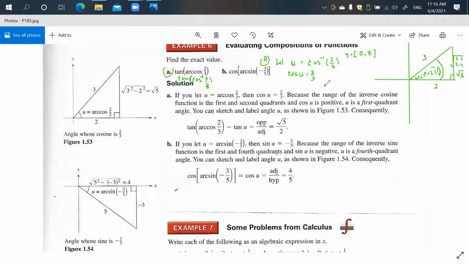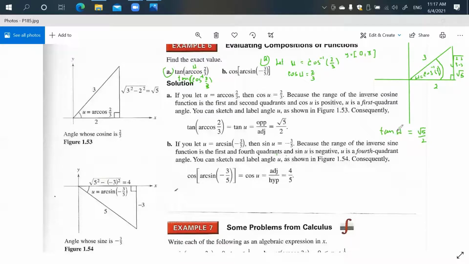So after this, what are we going to have? We want to find tan of arc cosine. After this, you can write down tan u here, because this one is u, right? So I can write tan u, correct? Now you read from the figure here: tan u is what? Tan is opposite over adjacent. So you're going to have root 5 over 2. Now this is the answer.